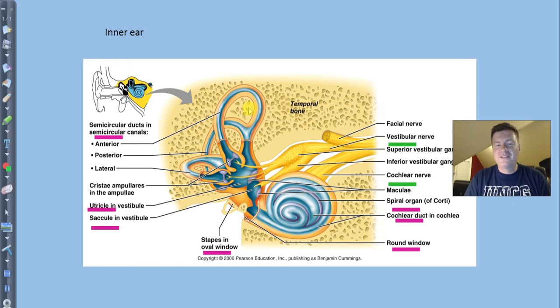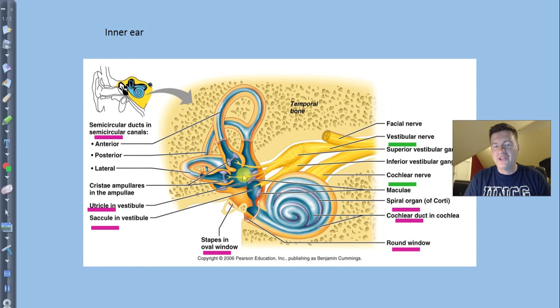So we have these semicircular canals. That's one region of the inner ear. We have the utricle and the saccule, which are a little hard to see here, but they're kind of these bulby parts in this sort of central section of the inner ear. And then we have this snail-shaped thing. This is called the cochlea.